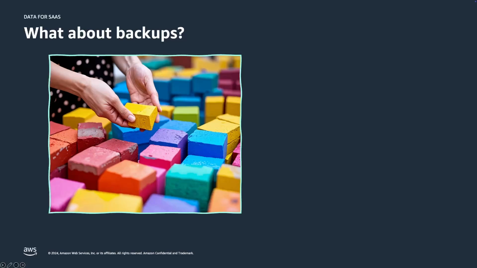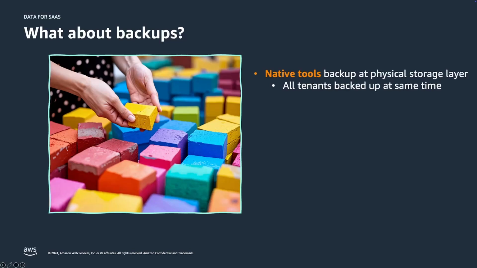Well, the problem is that native tools tend to work at the physical storage layer. We back up the entire file system or database at once. This is okay for silo. But for a pooled resource, this means all of our tenants are backed up together. This is fine if our goal is to restore the entire dataset, but what if we want to restore a single tenant?